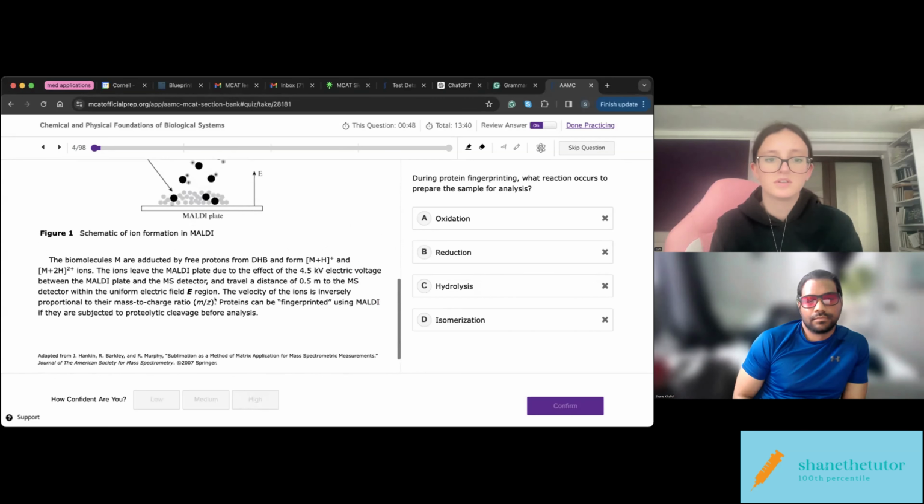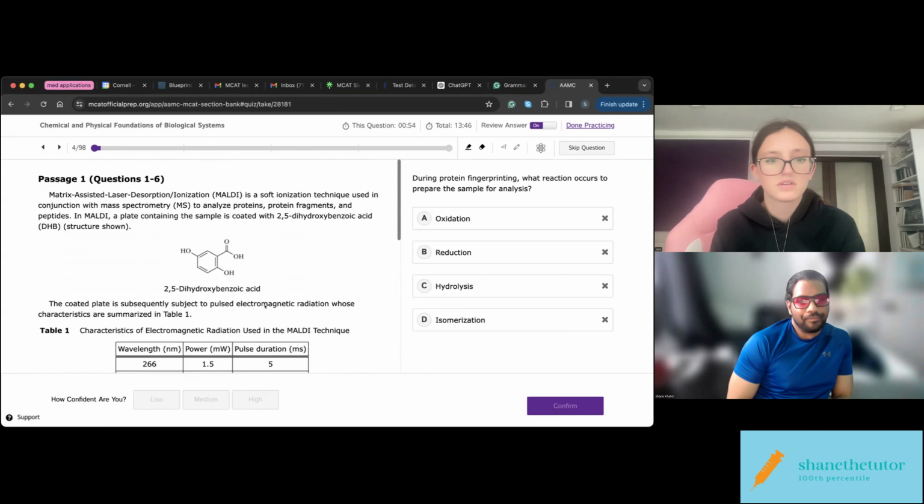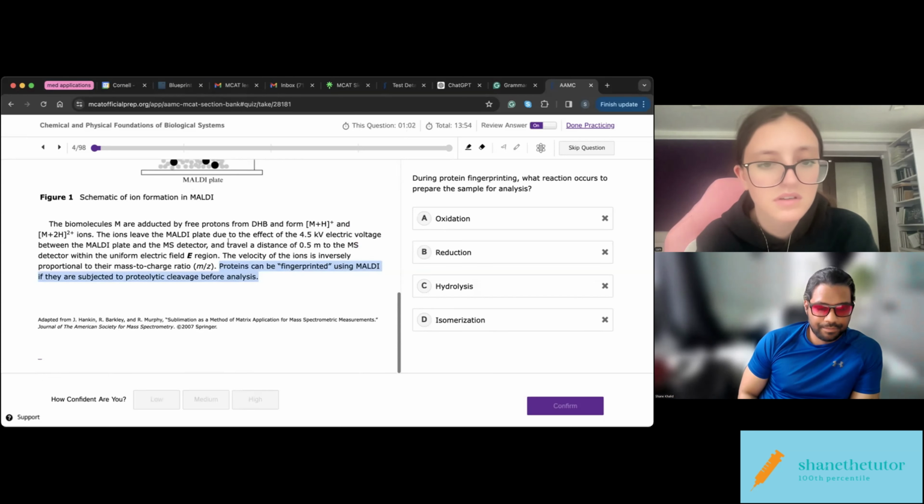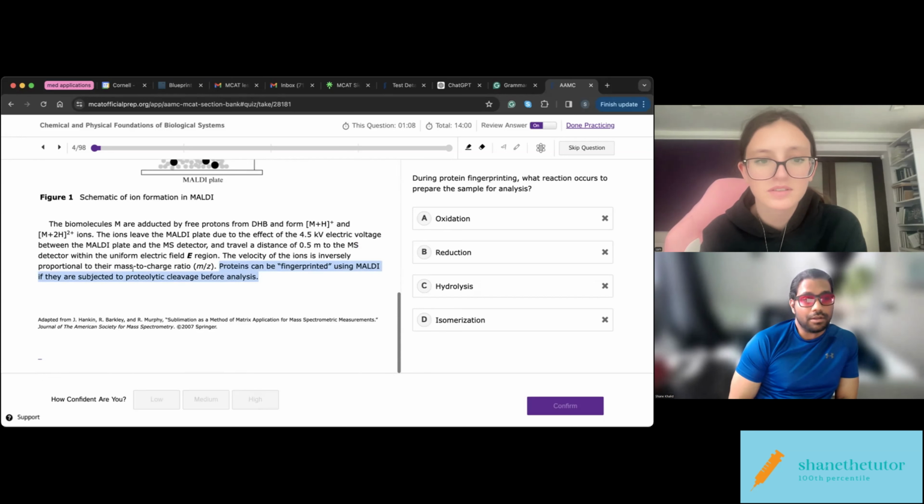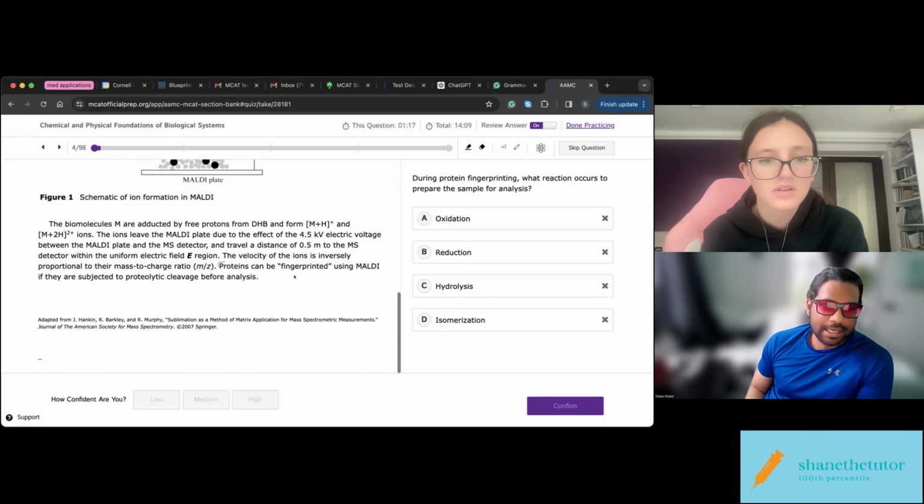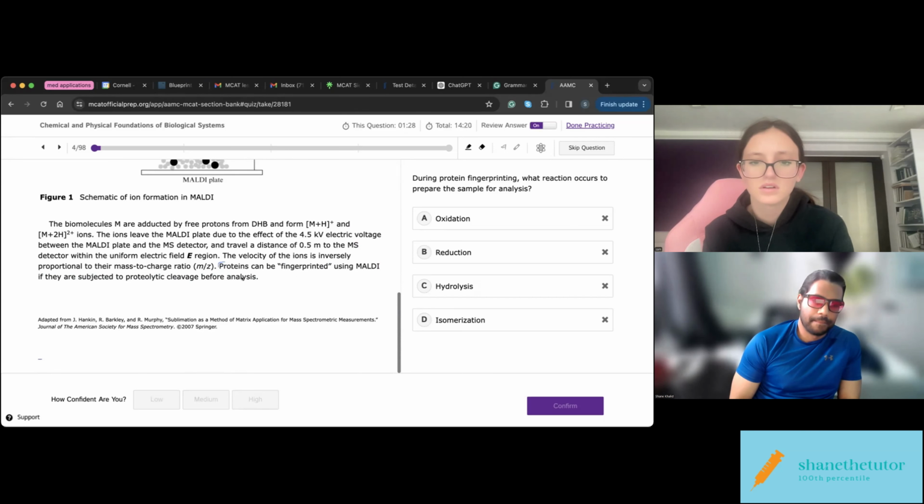Is that the only explanation that they give? Like proteins can be fingerprinted? Yeah, they mentioned something else there though that we kind of talked about when we read that part. Just because the fingerprinting is mentioned here in the last sentence, and what do they say here? The proteolytic cleavage before analysis.